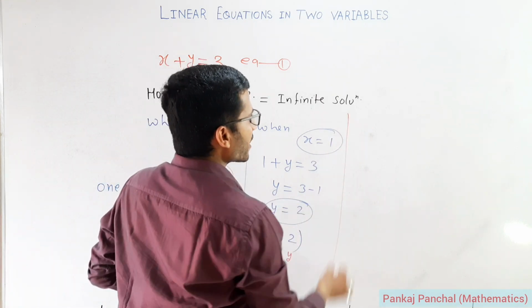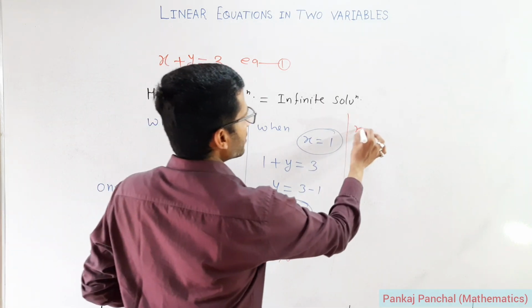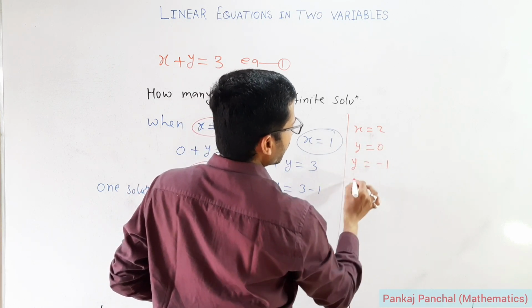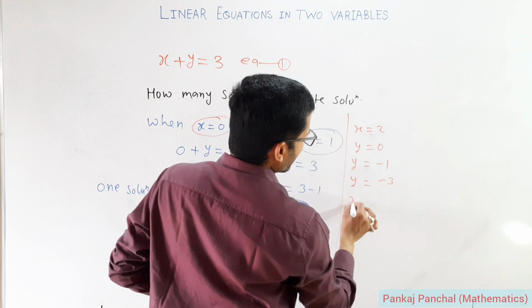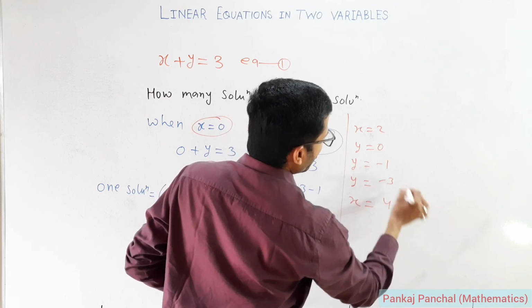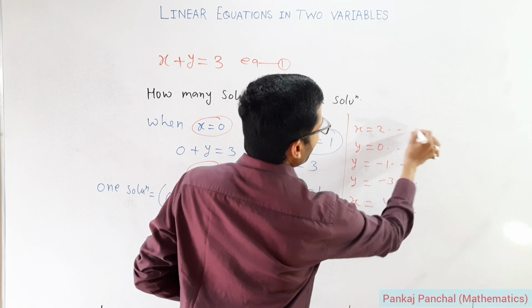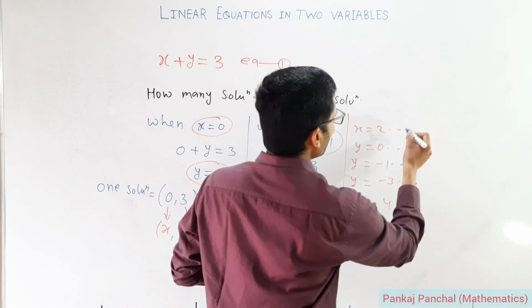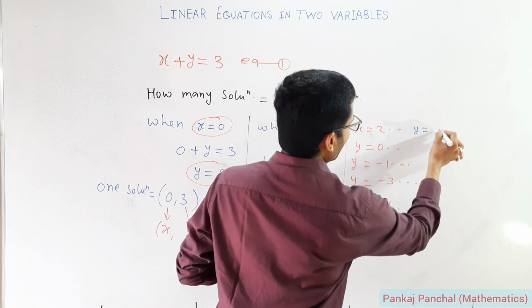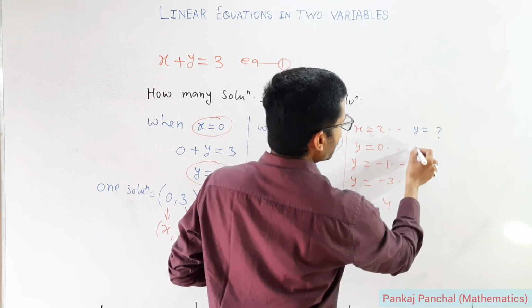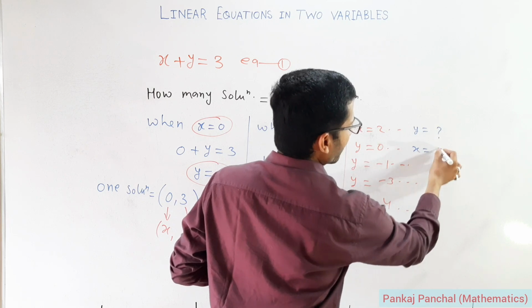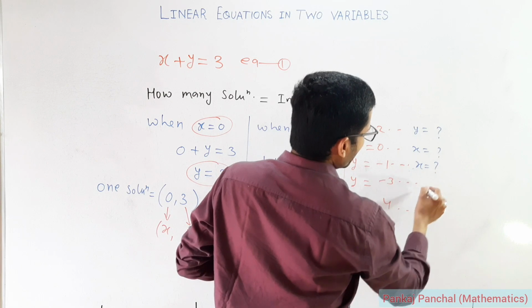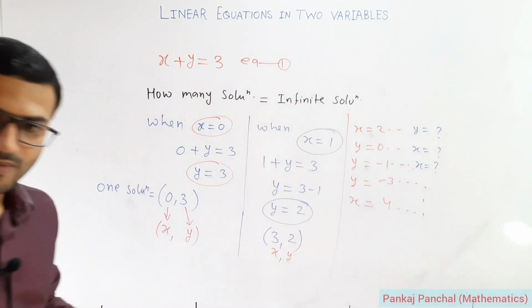We can take infinite values, means we can take x is equals to 2, or y is equals to 0, y is equals to minus 1, y is equals to minus 3, x is equals to 4. We can put these, and according to them the other value will come. When we take x is equals to 2, then we get y is equals to something. When we take y is equals to 0, then we get x is equals to something. So there are infinite solutions.